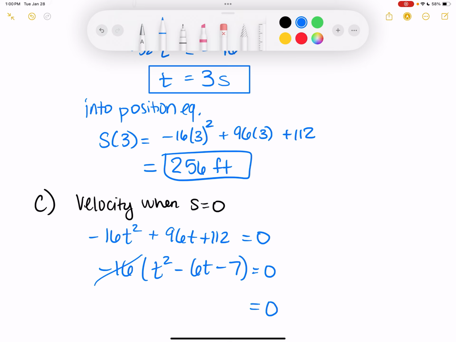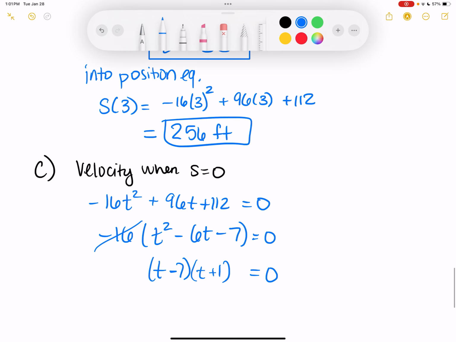Josh, you got this one. Right. So, do you not understand it? No, I do. I want to make sure you do. I think we have a positive 1 and a negative 7. So t minus 7, t plus 1. I agree with that. So t equals 7 or t equals negative 1.